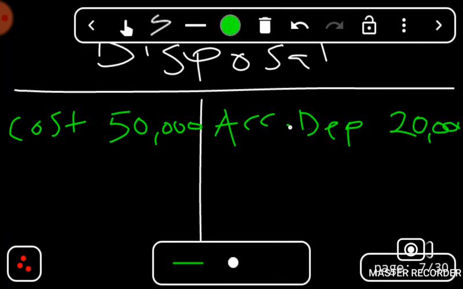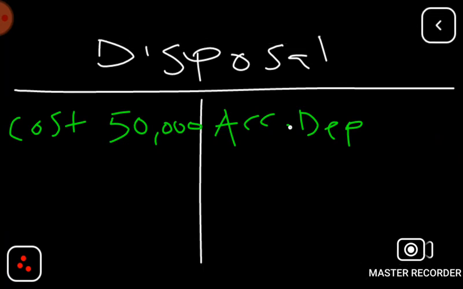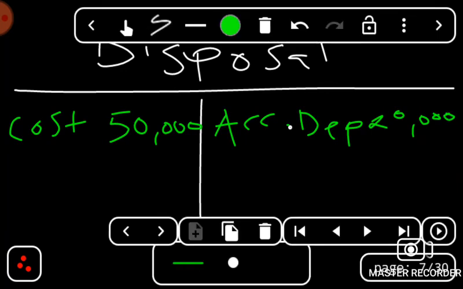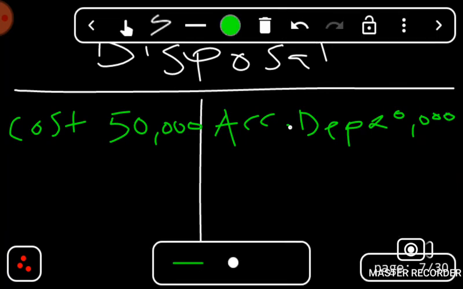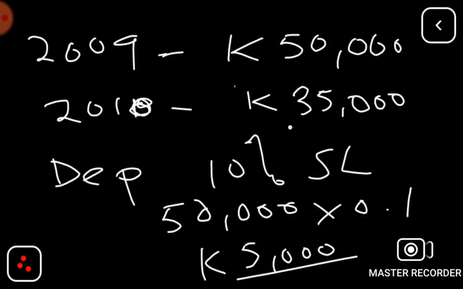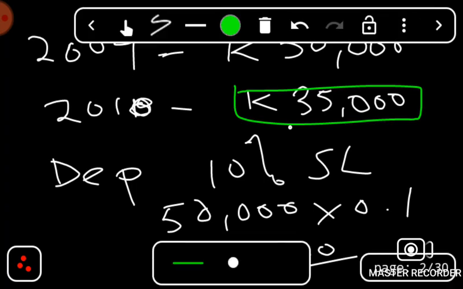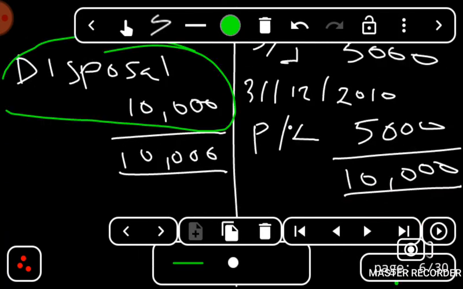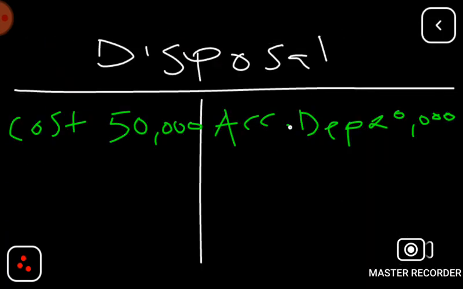Okay, let me just write the amount nicely. 20,000. But then, remember in the question, what did they tell us? They told us that this was sold for how much? 35,000. So I'll take my 35,000 into my disposal on the credit side as cash, 35,000.